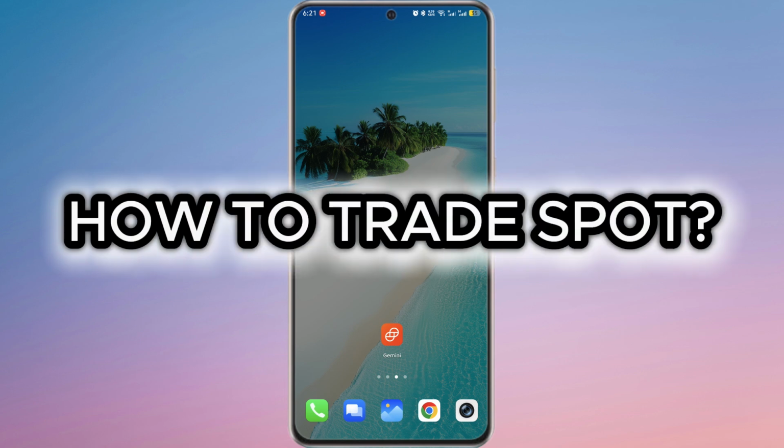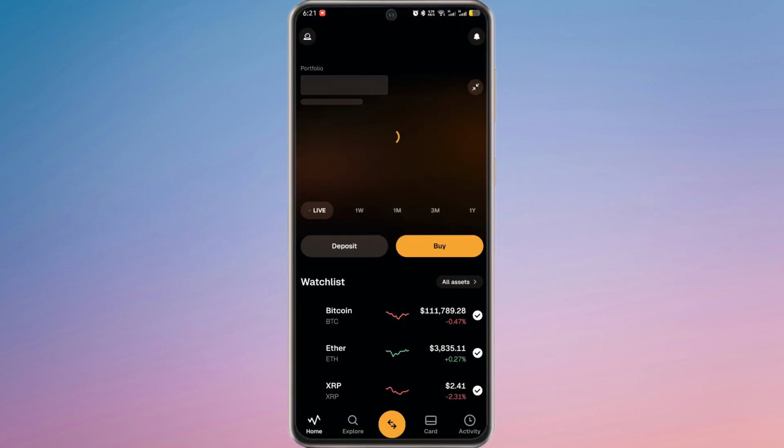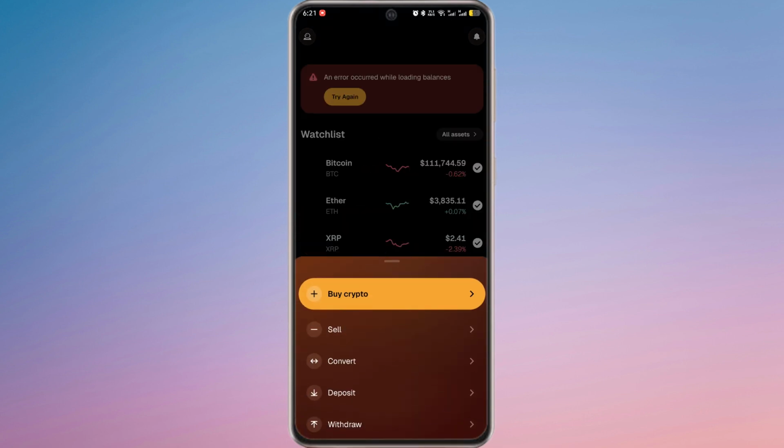How to trade spot on Gemini. First of all, open the app on your device and log into your account. Next, tap the middle button, denoted by two arrows, to access the trading options. Here you will see buy, sell and convert buttons. Select the option depending on what you want to do.